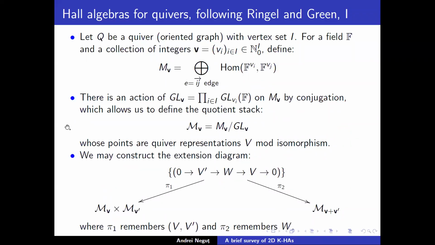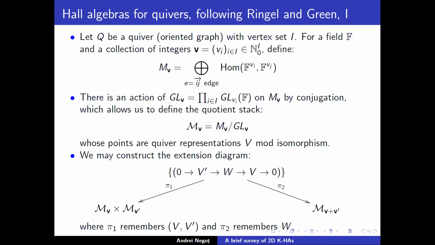All right, and if we do that, we can construct the diagram below. So what's going on here? You have the stacks in the bottom left, MV, MV prime, and the stack in the bottom right, MV plus V prime. The one in the bottom left parametrizes pairs of quiver representations V and V prime. The one in the bottom right parametrizes quiver representations W. And in between these two stacks, we put up here the stack of extensions of quiver representations. So what does an extension of quiver representations mean? It just means, as you see here, a short exact sequence of quiver representations.